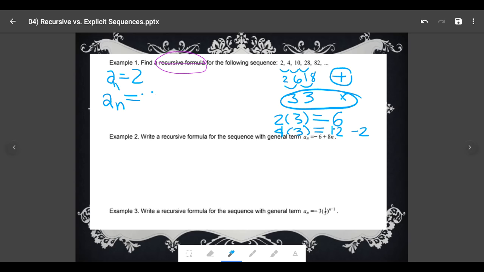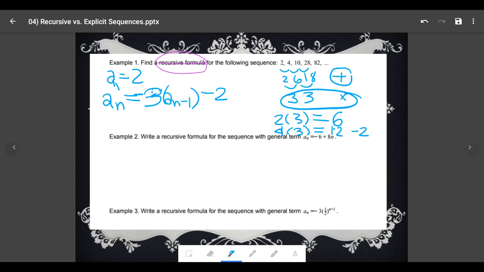So what we're going to do is we're going to say, okay, well, if I wanted to find some term a_n, I'm going to take the term that came before, so that's a_(n-1). I'm going to multiply it by 3, and then I'm going to subtract 2 from that. And that's going to be my recursive sequence. Okay?